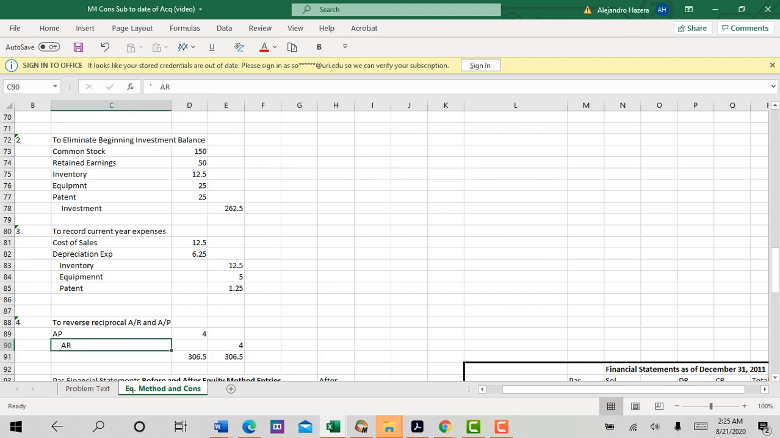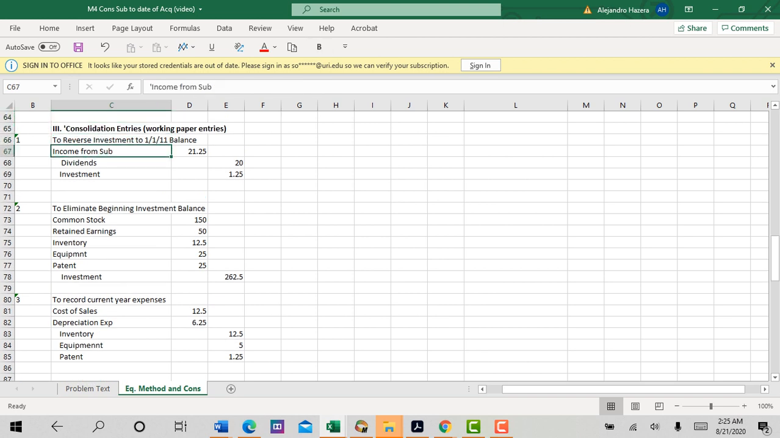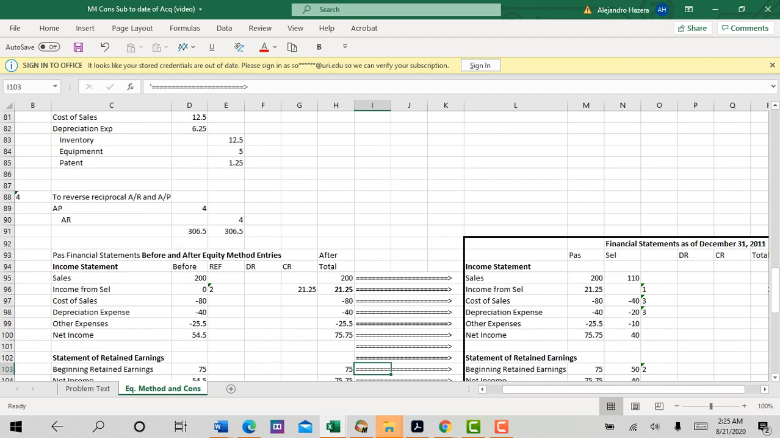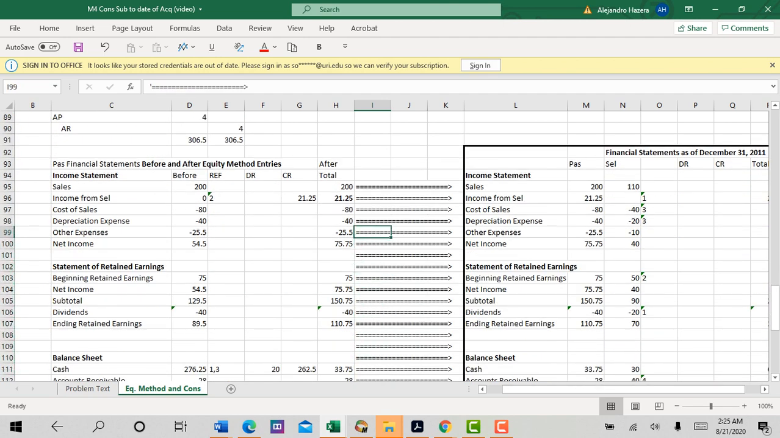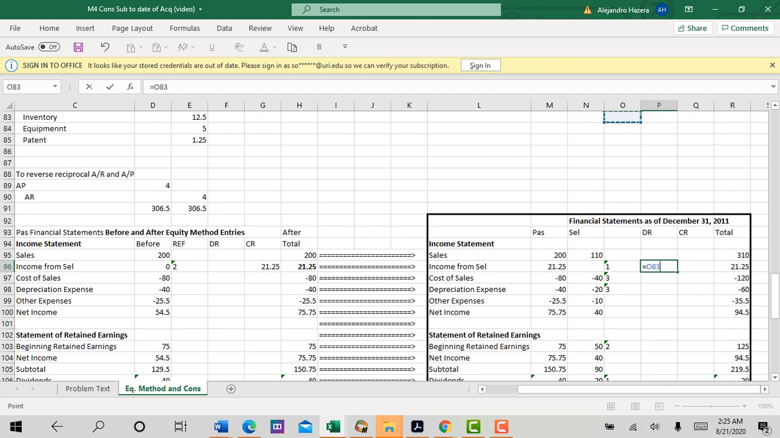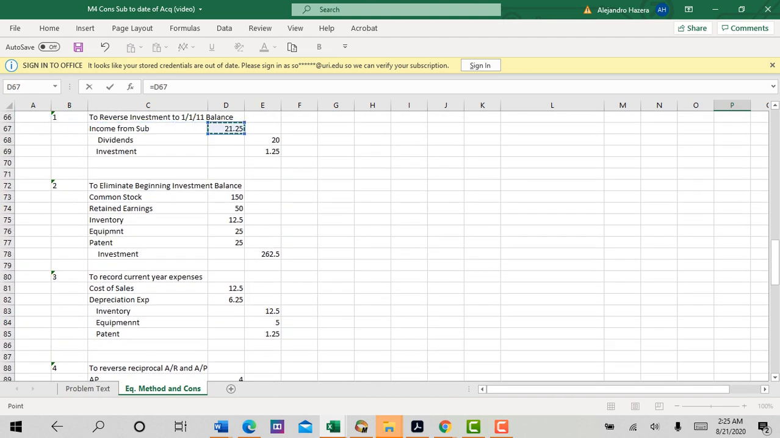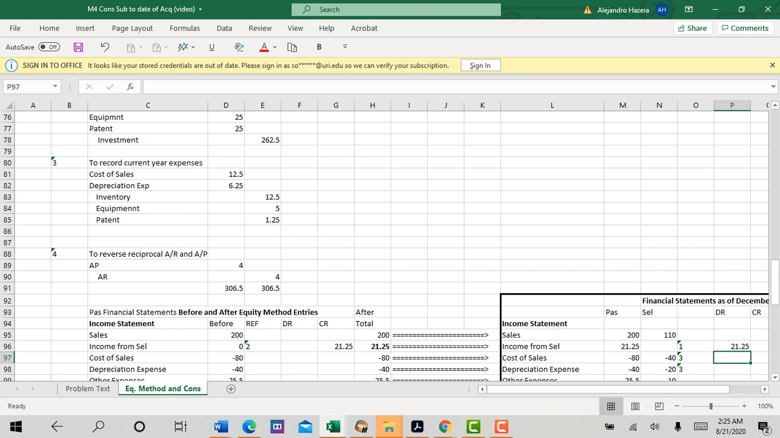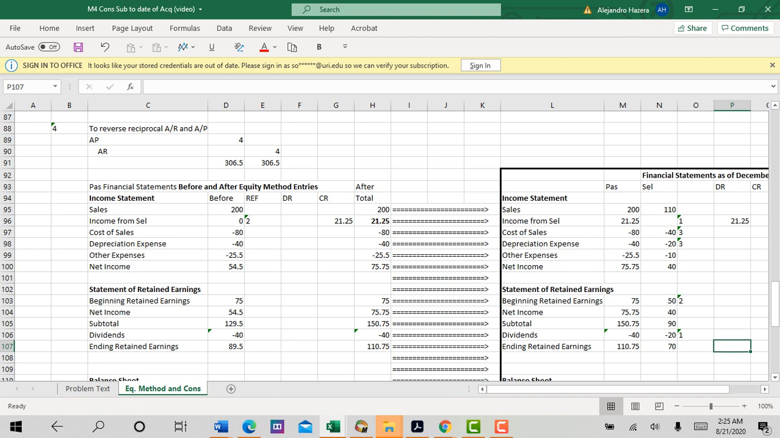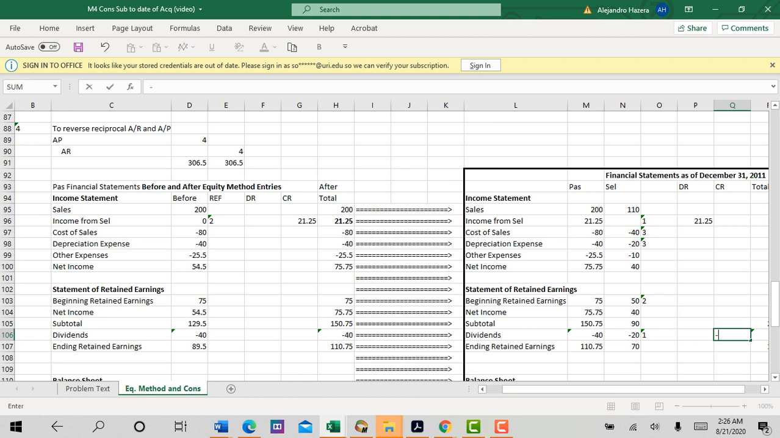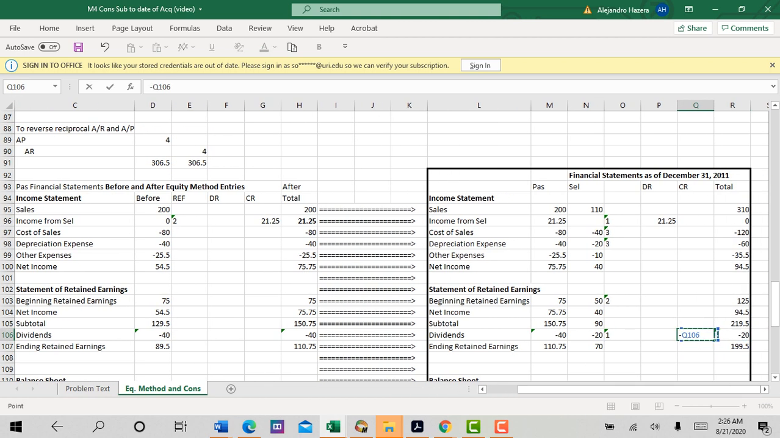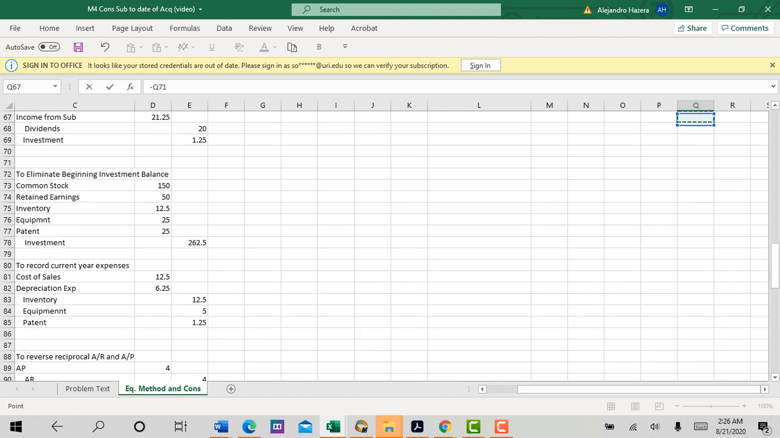The first entry we're going to put in is entry number 1. We're going to debit income from sub, credit dividends, and credit the investment account. So the debit to income from sub, from entry 1, might as well go ahead and post all these: 21.25. Then the credit to dividends, which is going to be on the statement of retained earnings, from entry number 1.